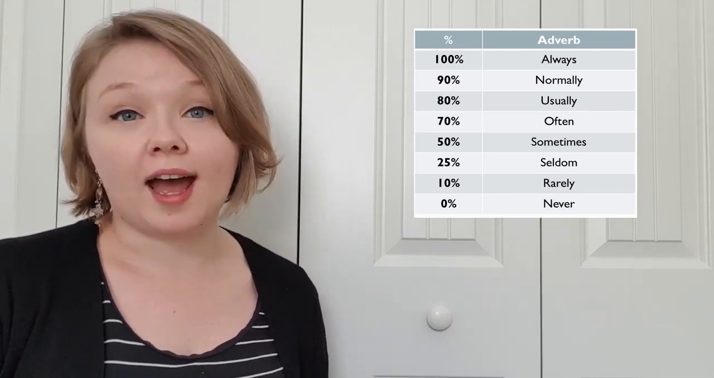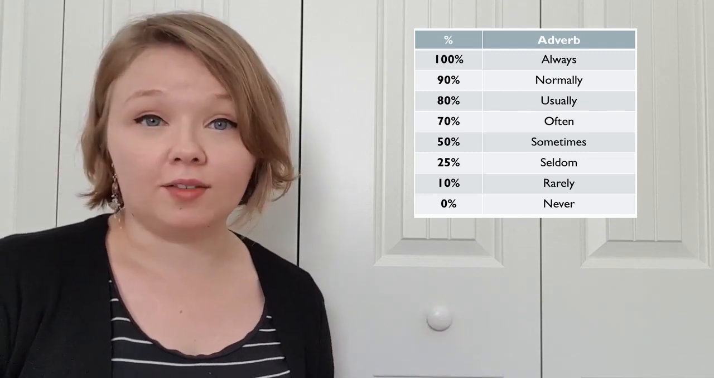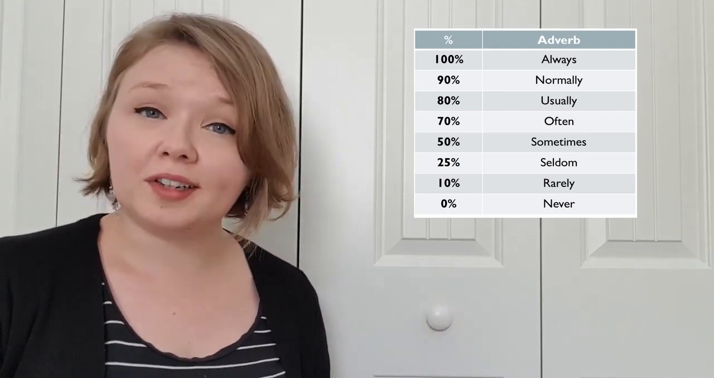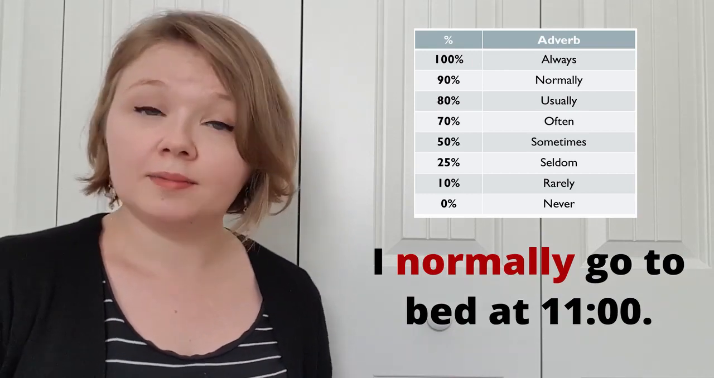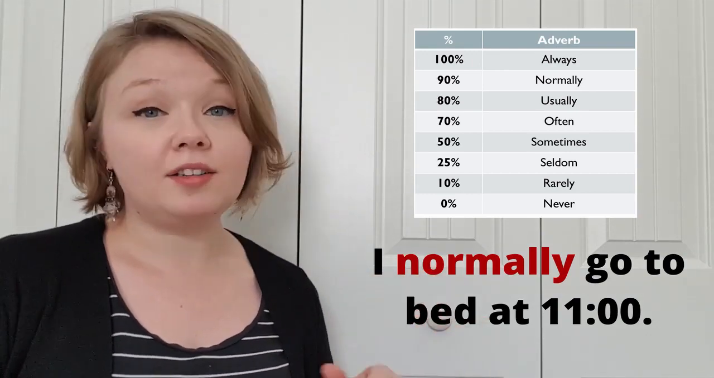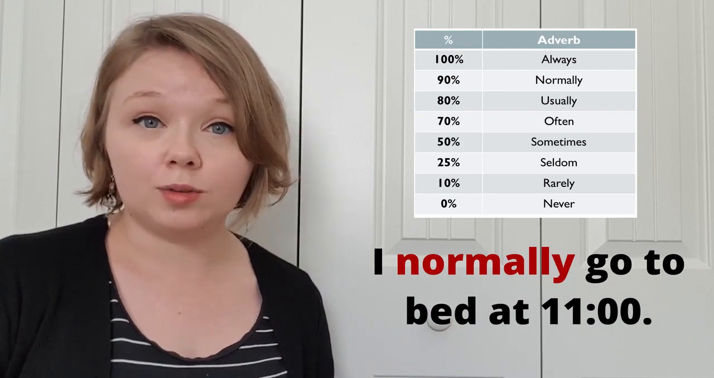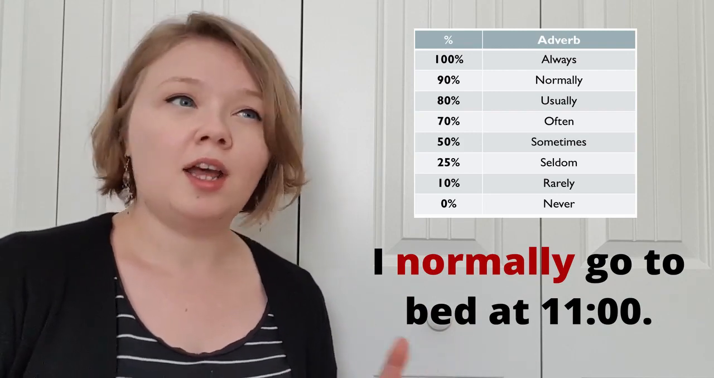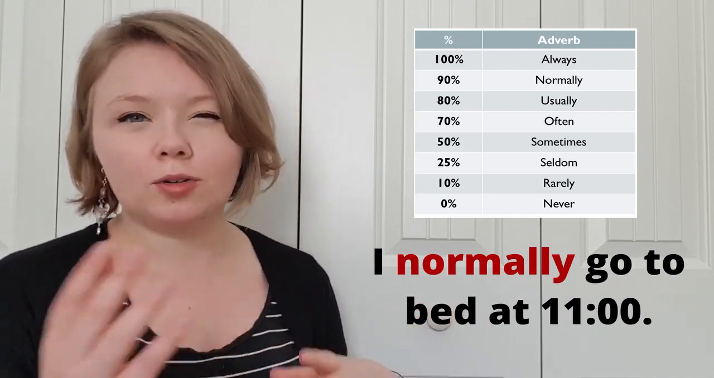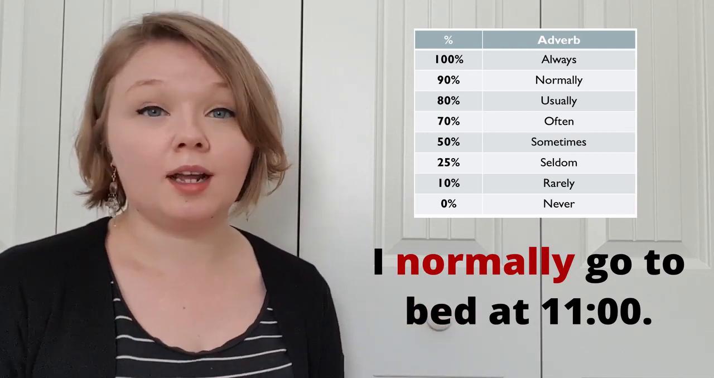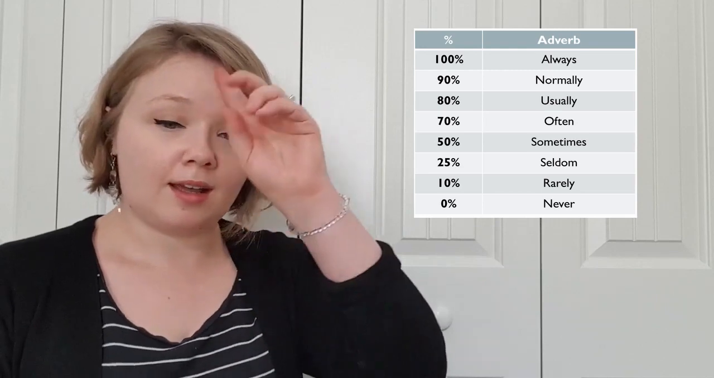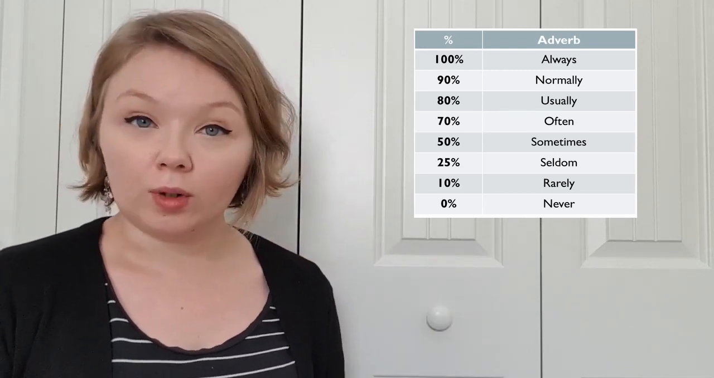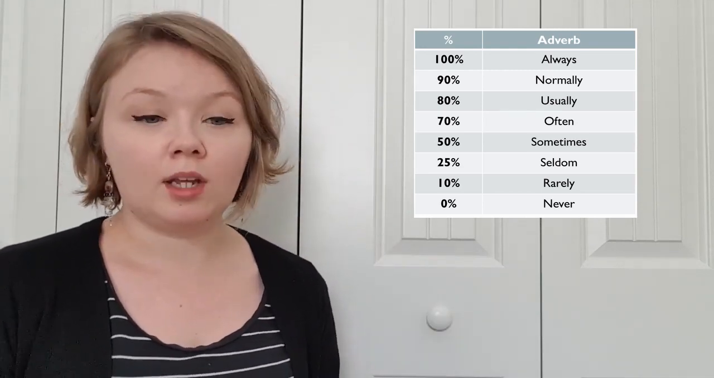Normally means something happens about 90% of the time. For example, I normally go to bed at 11 o'clock. This means that about 90% of the time I go to bed at 11 o'clock, and maybe 10% of the time I go to bed earlier or later, but I normally go to bed at 11 o'clock. Now let's take a look at our next word, usually.